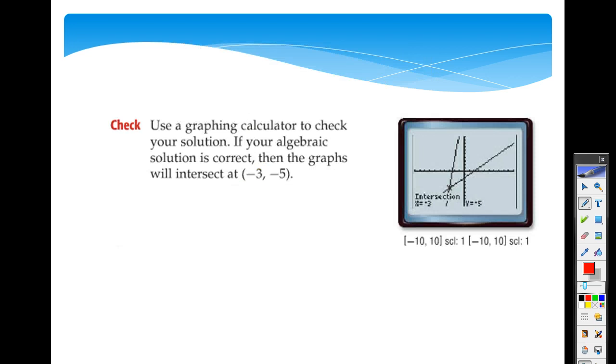Okay, using a graphing calculator to check your solutions. Remember, in section 1 we learned how to graph these in our calculators and calculate their intersection. Here they did that and got negative 3 and negative 5, so you know your answer is correct.